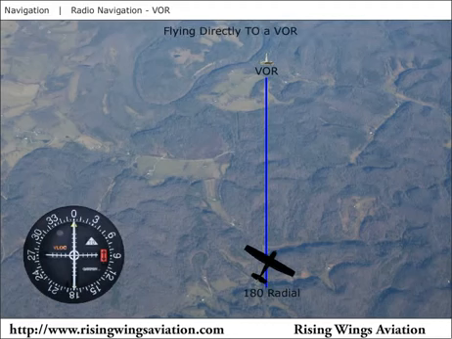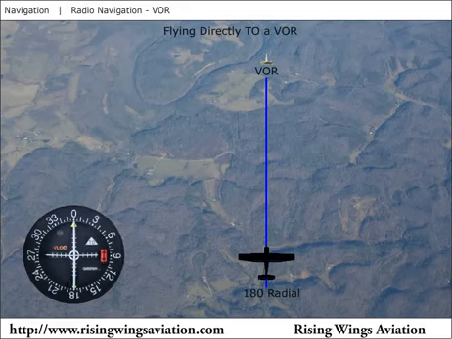To fly directly to a VOR, with the needle centered with a To indication, turn the aircraft to the bearing on the top of the VOR receiver display. Since the VOR is displaying the direction to the station and your airplane is flying that heading, you will be heading directly to the VOR. However, the airplane will drift with the wind unless a crosswind correction is applied.